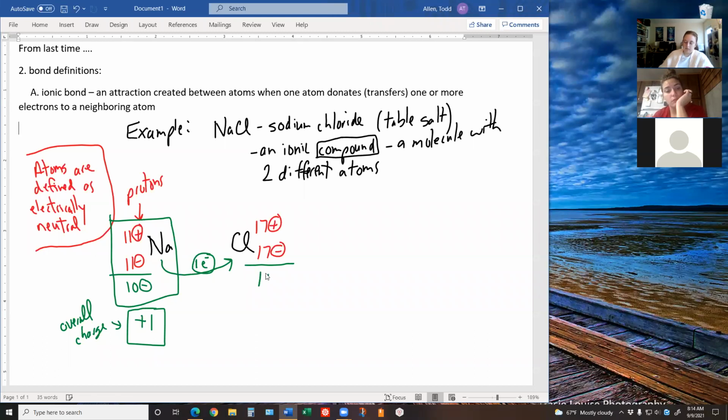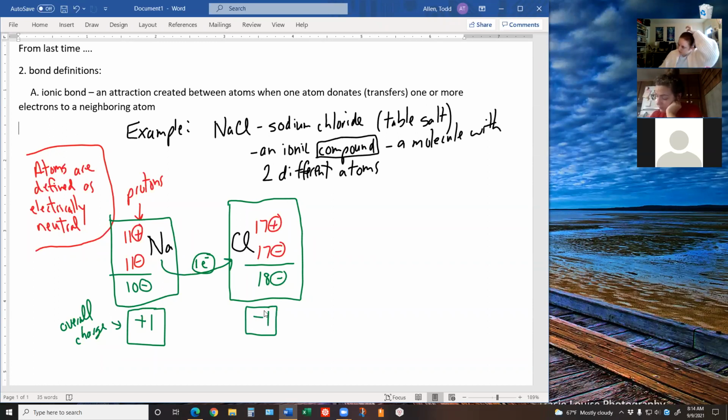So we'll then have 18 electrons around chlorine. That means I now have an imbalance of protons and electrons around chlorine. I have 17 positively charged particles and 18 negatively charged particles. I have 1 more negatively charged particle than positive, which means the overall charge on chlorine becomes -1.